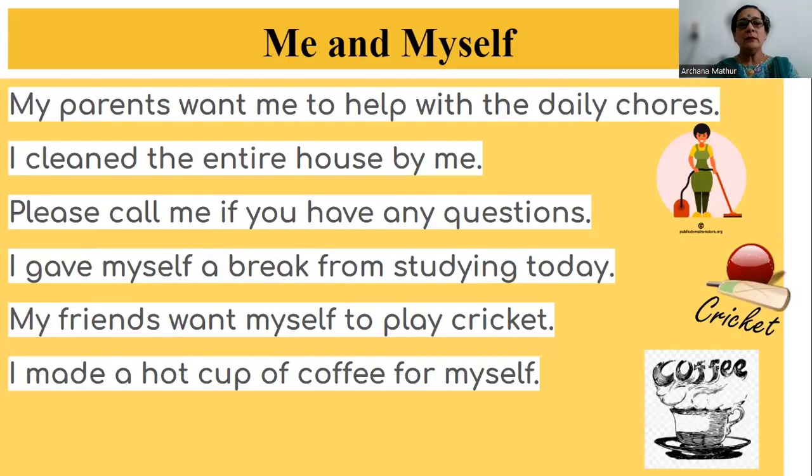Now, me and myself. So I have another set of statements. My parents want me to help with the daily chores. I clean the entire house by me. Please call me if you have any questions. I gave myself a break from studying today. My friends want myself to play cricket. I made a hot cup of tea for myself. Now, the reasons why a particular word has to be used in a particular context, we'll see in the next slide.